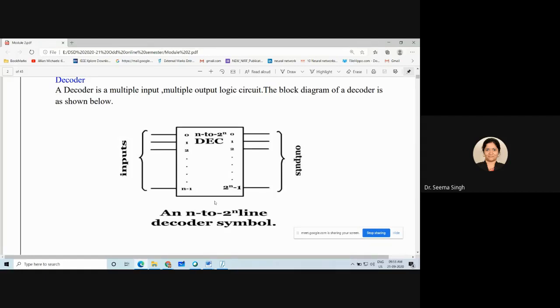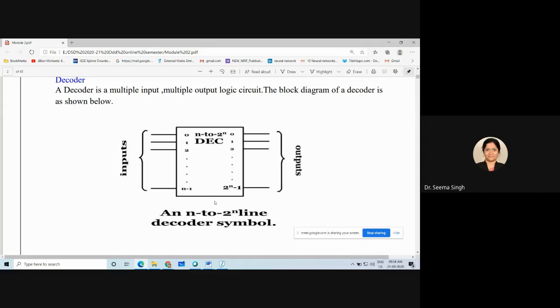A decoder is sometimes also called encrypting data. I hope you have written the definition which is written here: it is a multiple input, multiple output logic circuit, and it converts data from one form to another form.